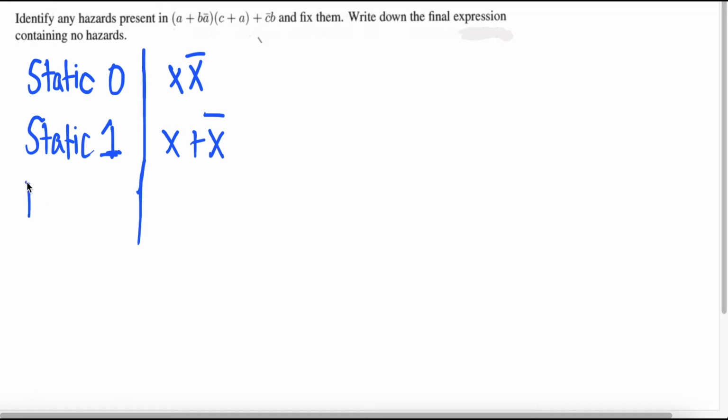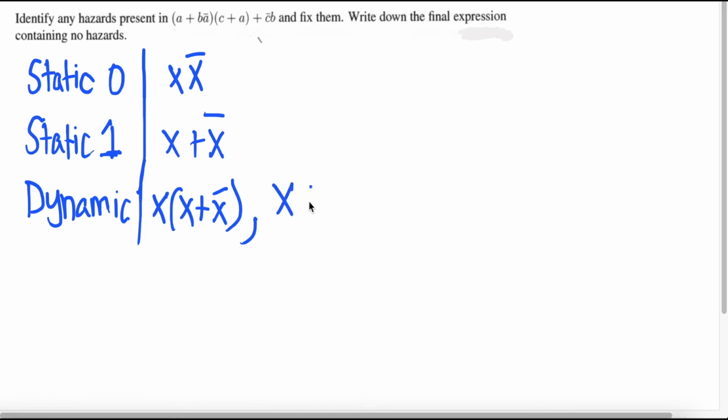Then we have dynamic hazards, and there are two main types of dynamic hazards. The first one is x ANDed with x plus x bar. So this is the first type of dynamic hazard. And the second type of dynamic hazard is x plus x bar. So these are the four types of dynamic and static hazards that we're going to be looking for while completing this problem.